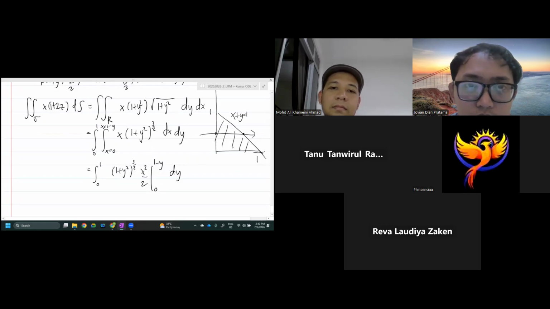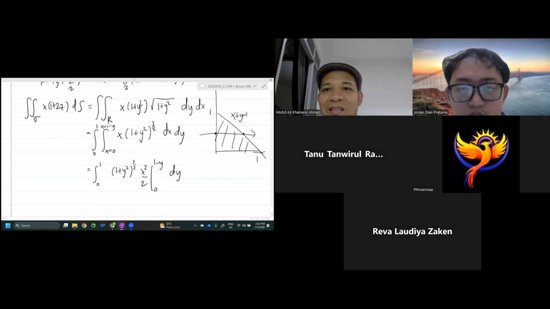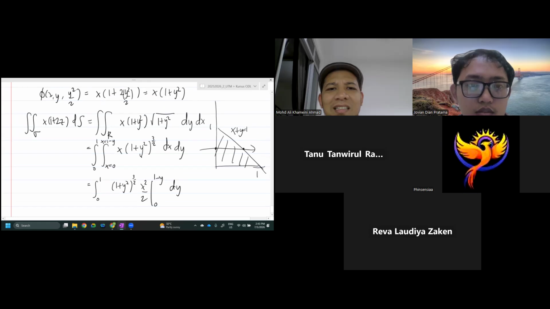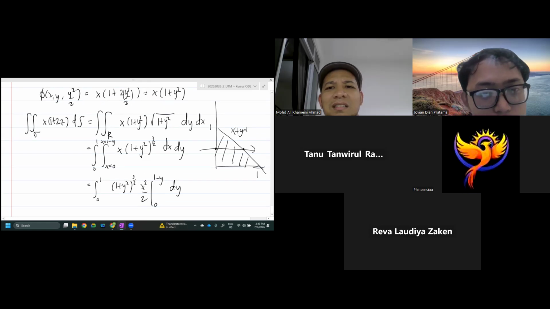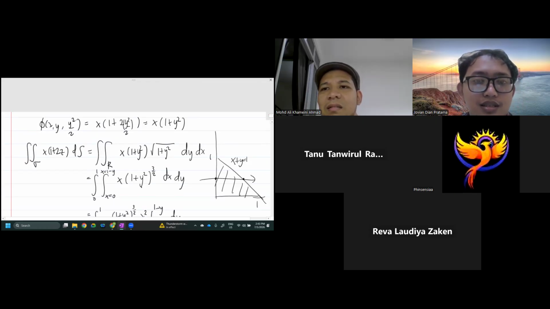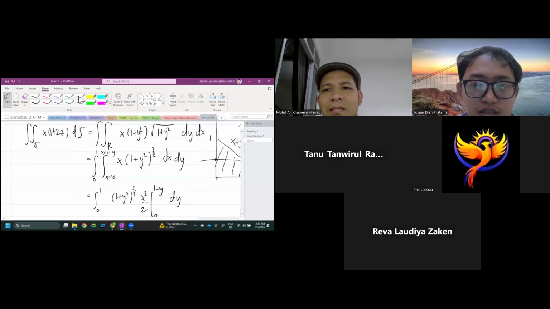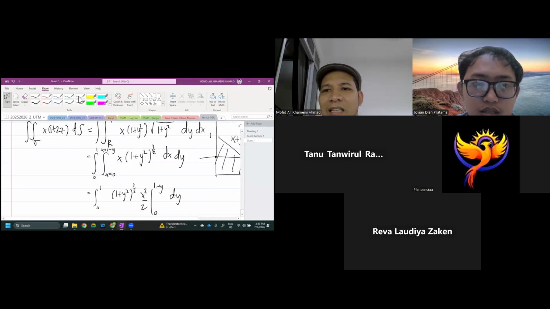Not so easy, but this is how you need to integrate. Do you have any idea how to integrate this one? All right, try to do it.